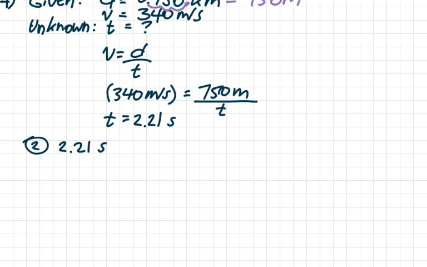Do not switch d and v. It's v equals d over t, not d equals v over t, which are frequently transposed, but the formula's on your reference table. So if ever you're not sure, check your reference table.